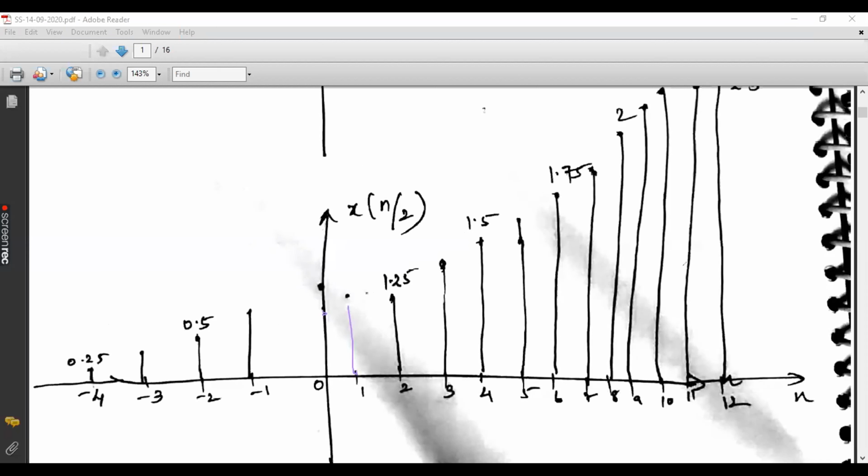Please keep it in mind that when you are dividing by 2, it is time expanding. When you are multiplying by 2, it is time compressing. Clear? Dividing by 2 means it is expanding, so you need to expand it to double. Multiplying by 2 means you are compressing it by half.